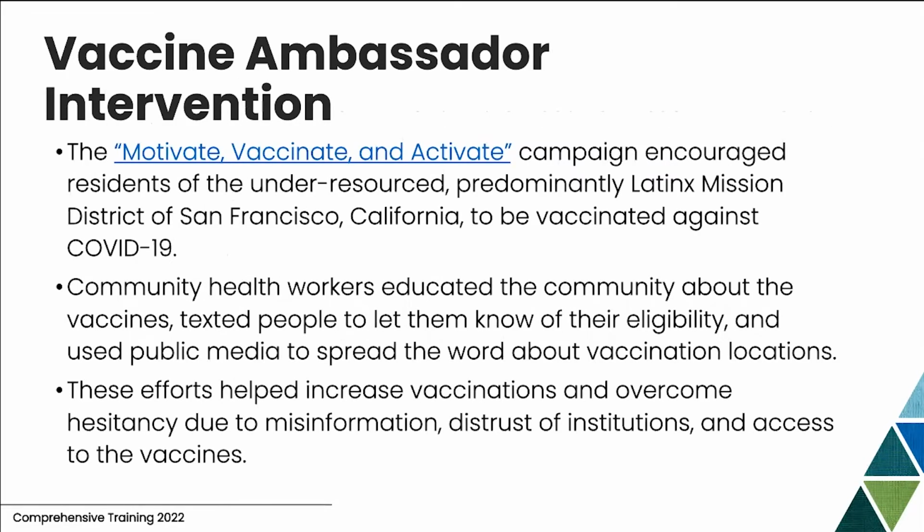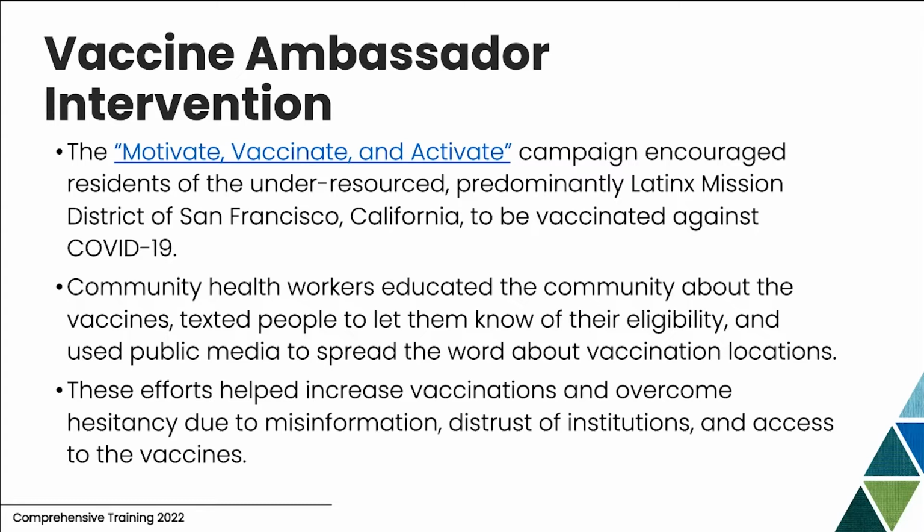So this is an example of one of those vaccine ambassador interventions. The Motivate, Vaccinate, and Activate campaign encouraged residents of the underserved, predominantly Latinx Mission District of San Francisco, California, to be vaccinated against COVID-19. Community health workers educated the community about the vaccines, texted people to let them know of their eligibility, and used public media to spread the word about vaccination locations. These efforts helped increase vaccinations and overcame hesitancy due to misinformation, distrust of institutions, and access to the vaccines. So you can look more into this particular intervention to learn about it.